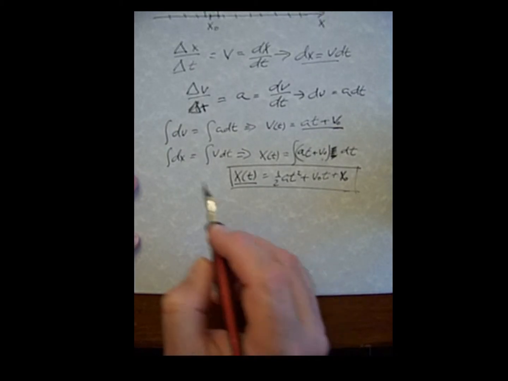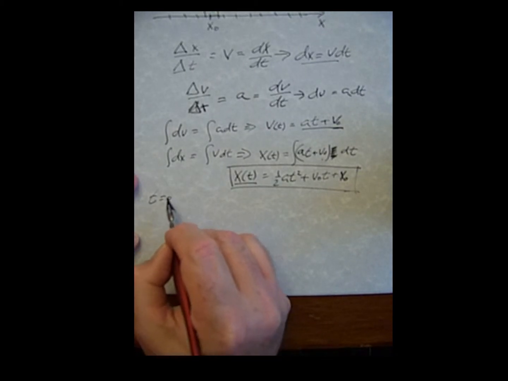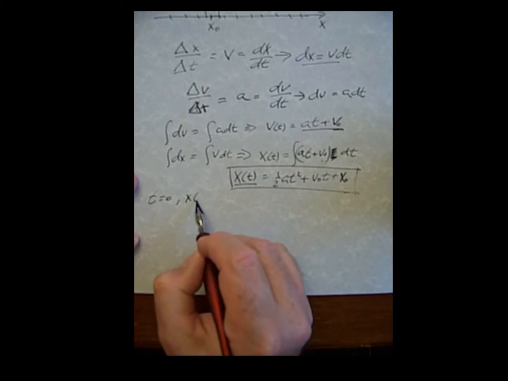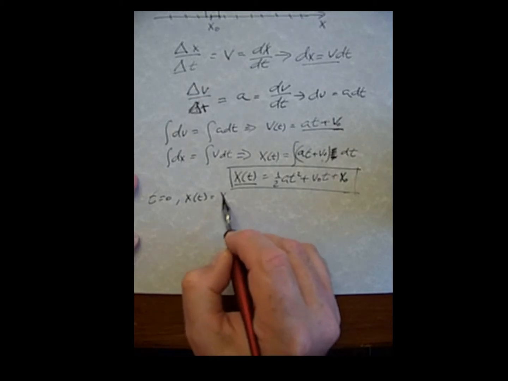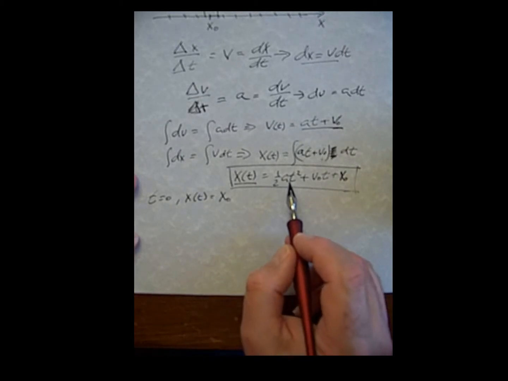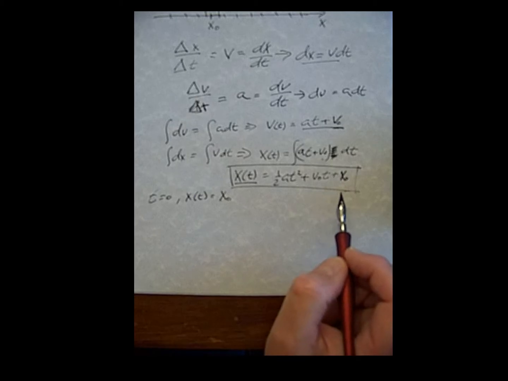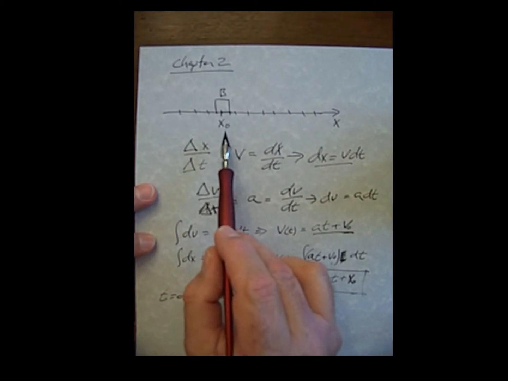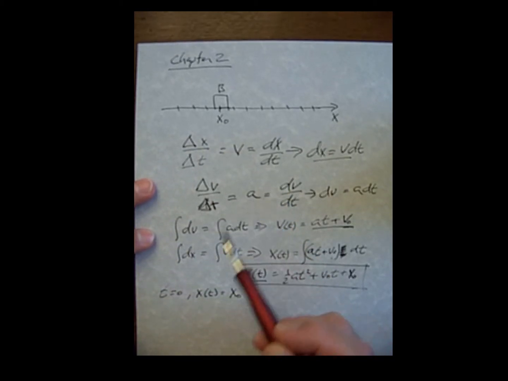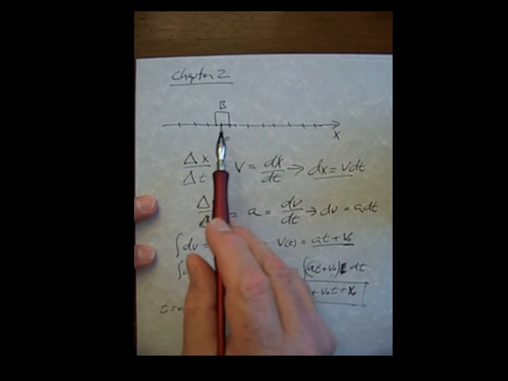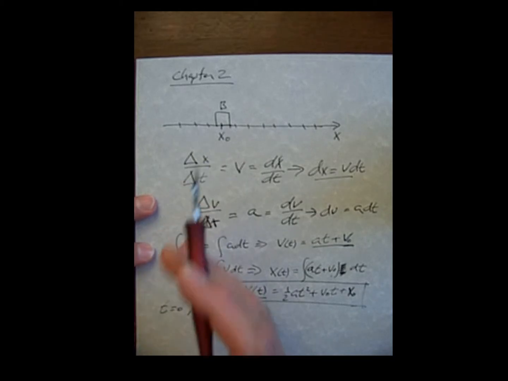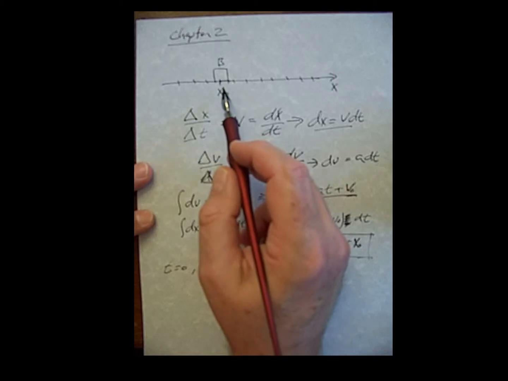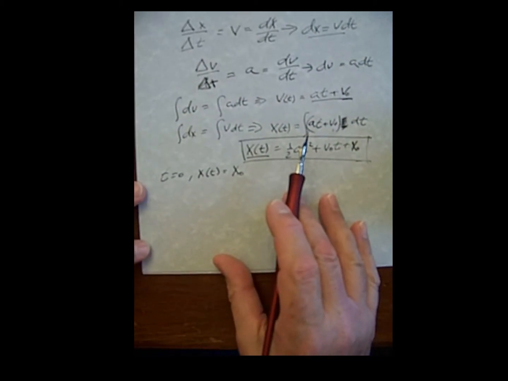Well, we know if t equals 0, then x of t equals just x of 0, because you have a 0 here and a 0 here. And we knew that because x of 0 is our initial position. So if we're going to move B, at the time we start moving B, t equals 0, the position of B is x of 0.